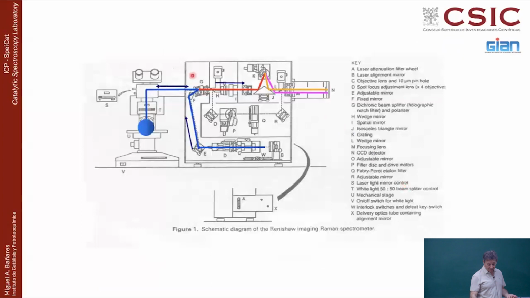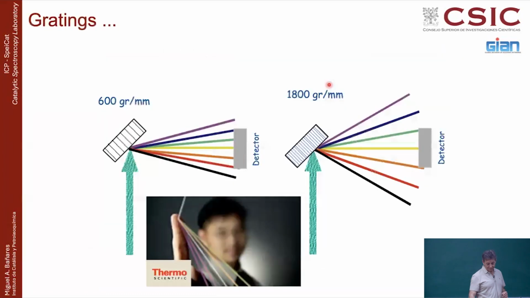And this is what we have here. And this is what makes the frontier. So the laser is the blue line that goes to the sample, goes back, scatters, collects, goes back, and over here only the Raman goes into the spectrometer and is analyzed.